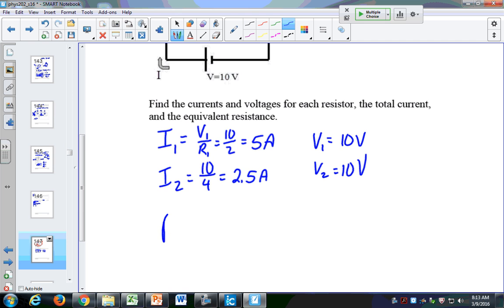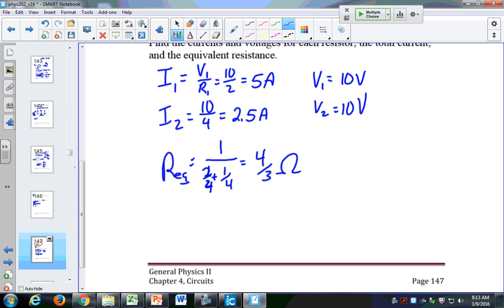Then our equivalent resistance is 1 over 2 plus 1 over 4. That's 2/4 plus 1/4 is 3/4, so that's 4/3 ohms. And I can find my total current I, which is this current, in a couple different ways. I can say that the total current is equal to V over R equivalent. That's going to be 10 volts over 4/3. That's 30 over 4, 7.5 amps. All right, so that's my total current.